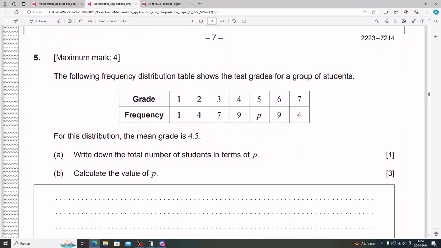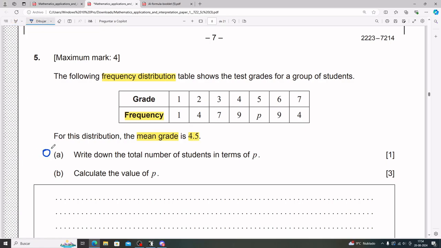is pretty easy. You just gotta know one formula, so let's get into it. We have that the following frequency distribution table shows the test grades for a group of students. Now notice here we have a frequency distribution. Frequency is right here. We will understand that in a second. For this distribution, the mean grade is 4.5. So the mean is 4.5.